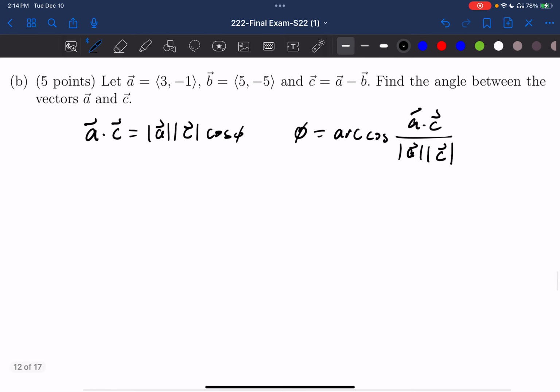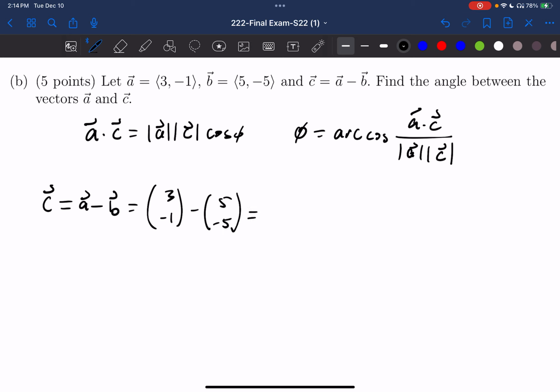So we need to find what c is first. c is equal to a minus b. This is going to be equal to a, which is 3, -1, minus b, which is 5, -5. We can see here, 3 minus 5 is going to be -2. -1 minus -5 is going to be -1 plus 5, which is going to be 4. Just a 4. Sorry.